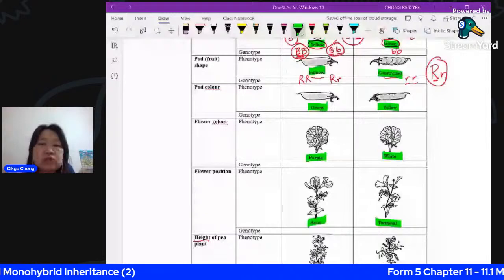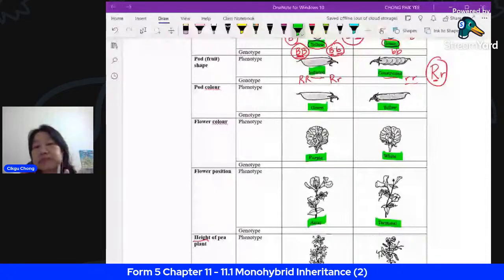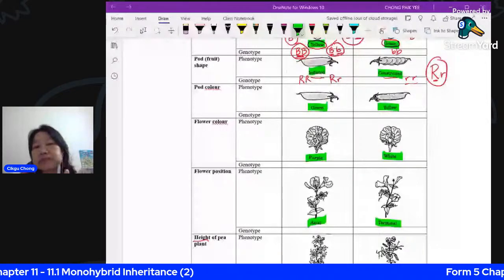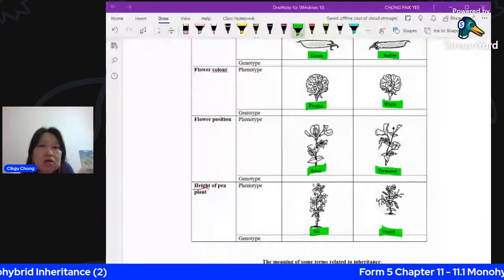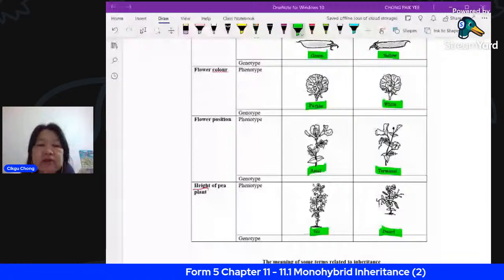And height, either they are tall or short, or dwarf. That means there are two types of Pisum sativum plant, whether it's tall or short. There's nothing in between. There's no medium. Okay, it's either tall or short. So that's why Mendel chose Pisum sativum to do this investigation.